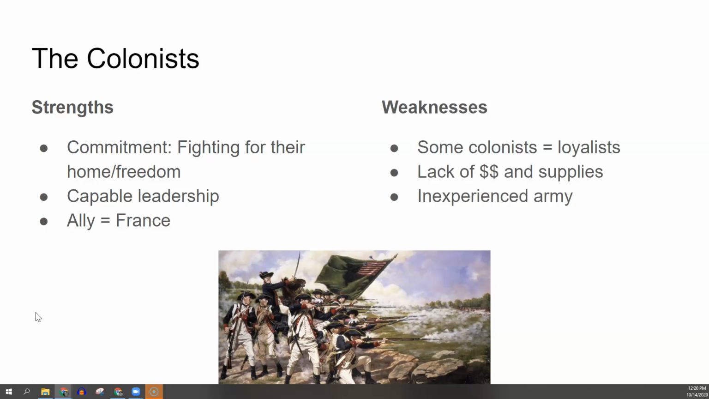Now, they also have weaknesses, as you can see, and those weaknesses are that there are some colonists that are loyalists. There's a lack of supplies, and they have an inexperienced army, and even this attitude that a militia is enough. There was an attitude by some that you don't need a standing army, that a militia is sufficient to defeat the British Army, which clearly Washington knew better and many others knew better, but that attitude had to be overcome.